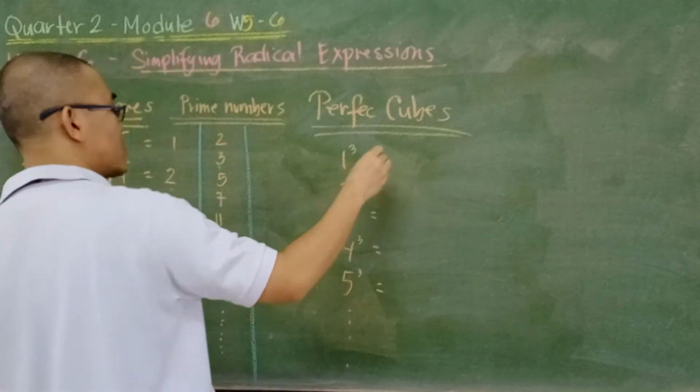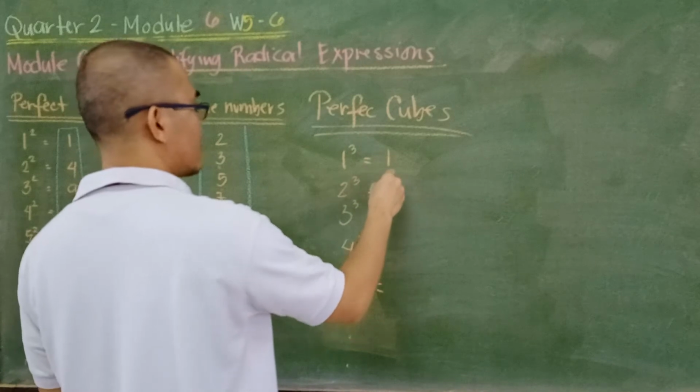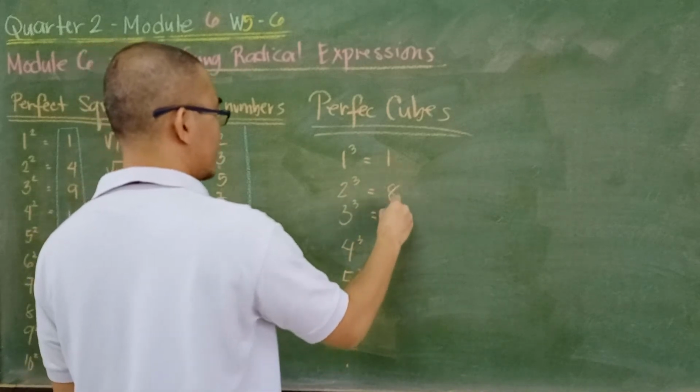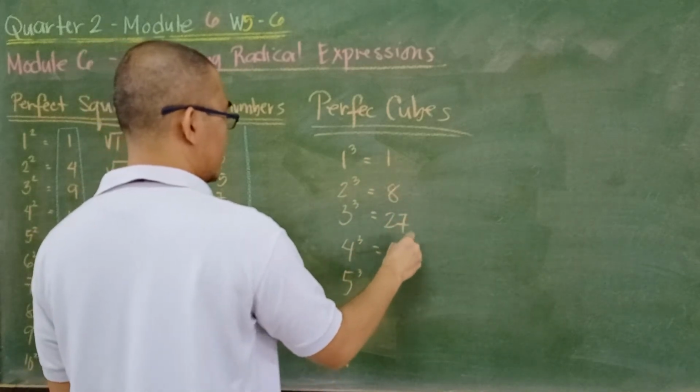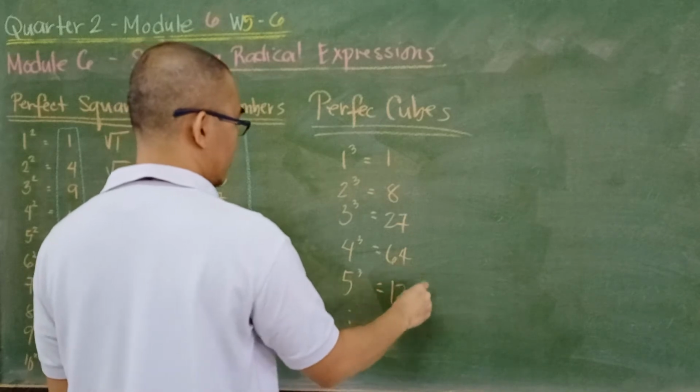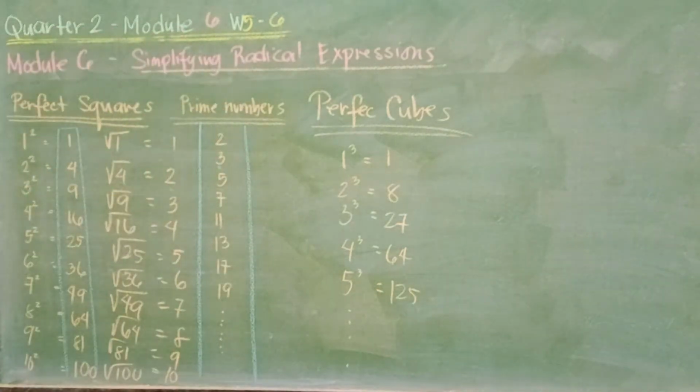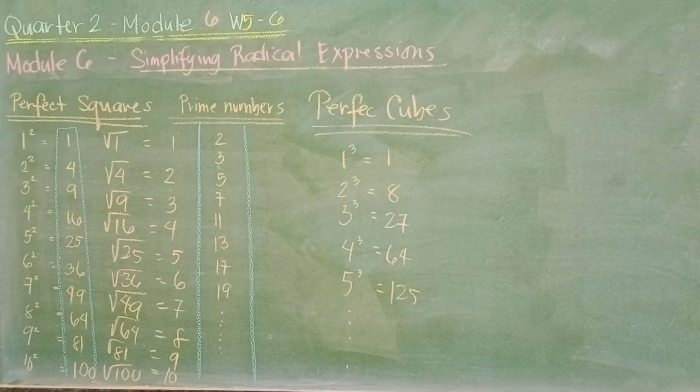So this is 1. This is 8. This is 27. This is 64. This is 125. So, mga perfect cubes is 1 times 1 times 1 is 1, 2 times 2 times 2 is 8, 3 times 3 times 3, 27, 4 times 4 times 4, 64, 5 times 5 times 5, 125.